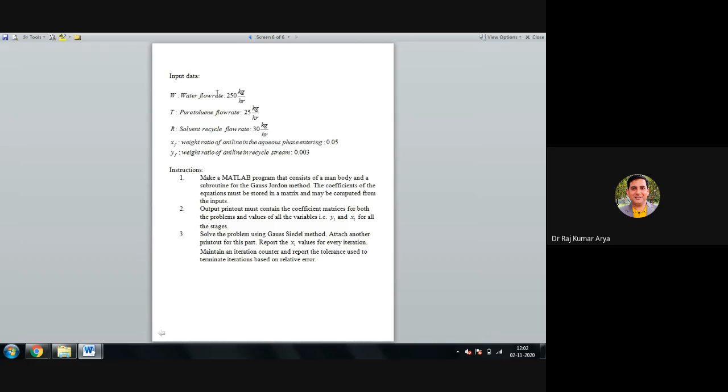Let's see what this R actually is. W is the water flowrate, that is 250 kg per hour. T is pure toluene, which you are feeding from the bottom, or the solvent, the recycled flowrate, which is coming from somewhere, recycled solvent, which has some composition in it. Accept is given your weight fractions of the aniline in the aqueous phase containing 0.05. So the water flowrate is containing some aniline. YF is the weight fraction of the aniline in the recycling stream. Fine. Now let's see here.